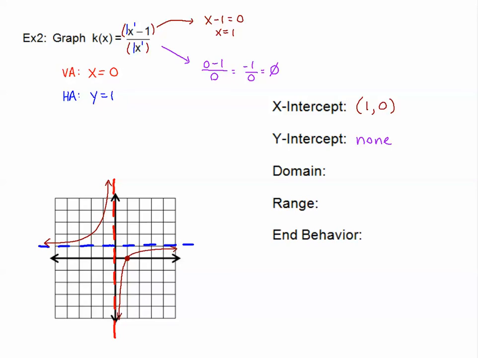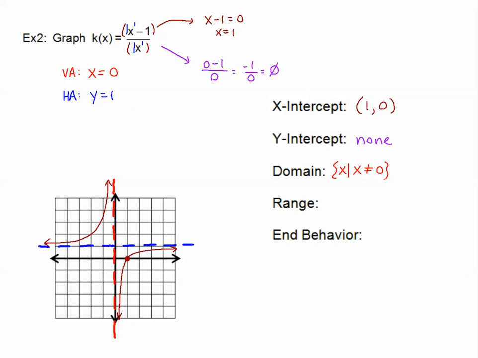Let's talk domain. The domain is everything this time except for that 0. So I'll say the set of all x such that x is not equal to 0. You could do interval notation if you wish.